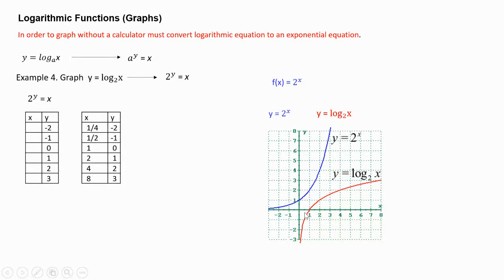When x is 1/4, it's going to be about right here. X is 1/4, y is negative 2. It's right about there. And then when x is 1/2, 1/2 will be right there. The y value will be negative 1. It's right there at that point. And then it's going to be 1, 0. And then when it's 2, it's going to be 1. And then when it's 4, the y value is 2. And then when x is 8, the y value is 3. And it keeps going like that forever and ever.